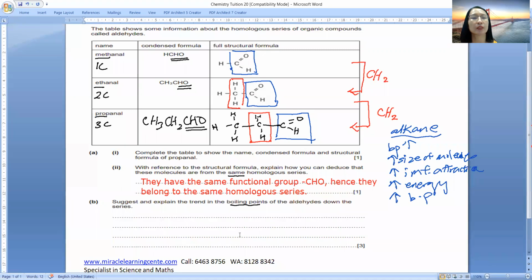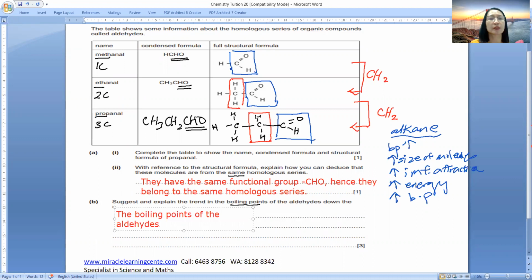Let me type in the answer for you. The boiling points of the aldehydes increases down the group. Okay, so you've just stated, you actually need to explain.